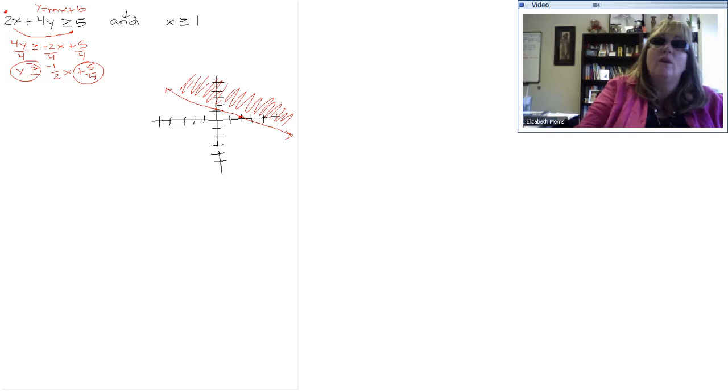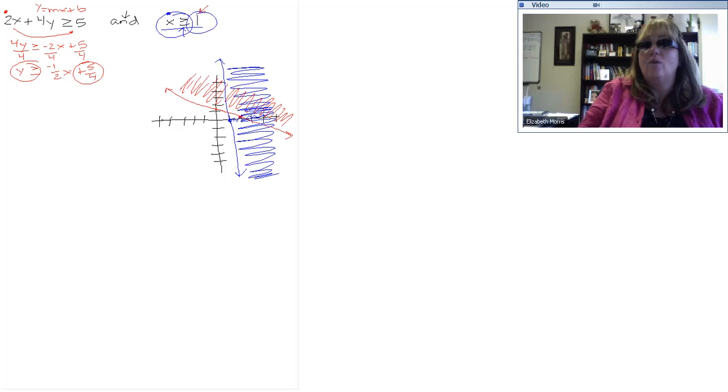But now we also have this. So we're going to do this one in a different color. We'll do this one in blue. This one's done though. X is greater than or equal to 1. Remember, when it's x and a number, it's a vertical line. The vertical line is going through 1. It is a solid line going through 1. And the worst part is figuring out where to shade. X is greater. Well, x is greater this way. So it's this.